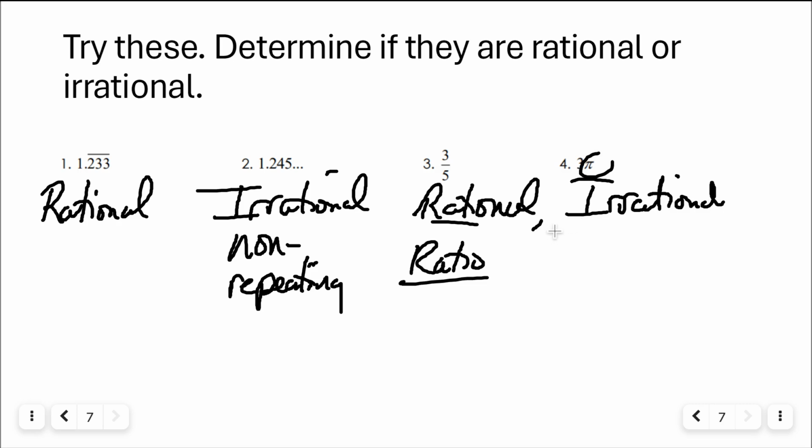And that's it. So we're determining whether or not values are rational or irrational, and then we're going to work our way on from there.